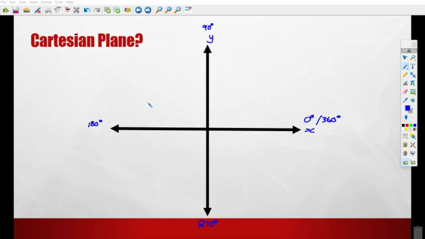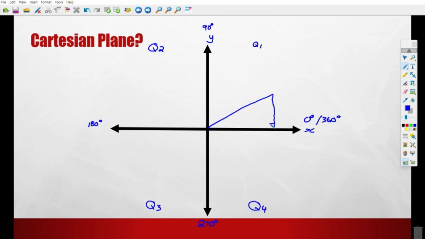If I draw a triangle here in my first quadrant, note that there are 4 different quadrants in the Cartesian plane. You've got your first quadrant, which is over here, quadrant 1, then your second quadrant, quadrant 2, and quadrant 3, and quadrant 4. Those are my 4 quadrants.